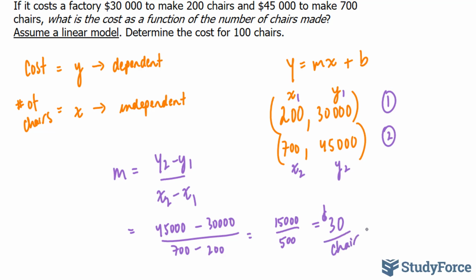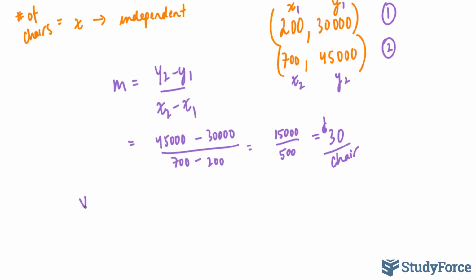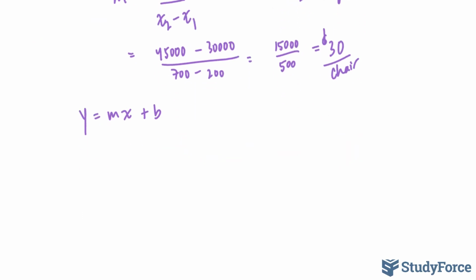The next step is to apply this into our formula, y is equal to mx plus b. Y is equal to mx plus b, and our m value is 30. There's no need to place these units while you're creating this formula. It will only confuse you. So y is equal to 30x plus b.